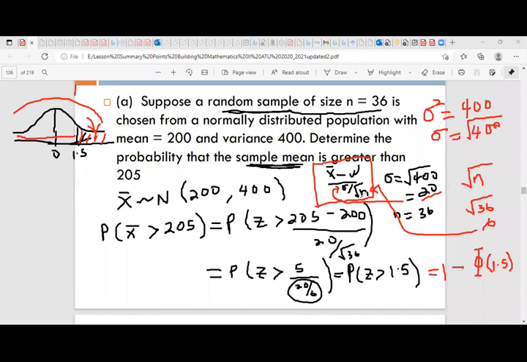So it means the square root of n. That is what is around here. So that is why we are getting 20 over what? Over 6. Are you okay now?